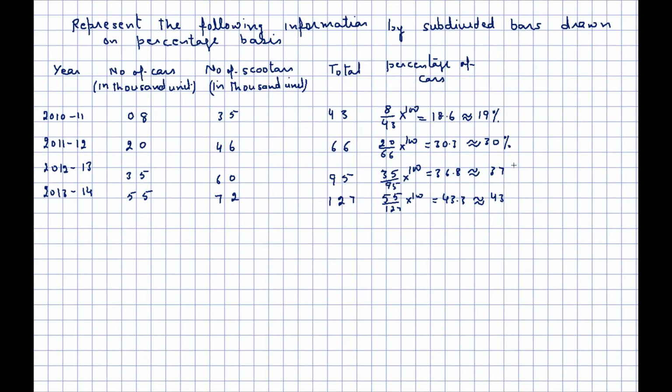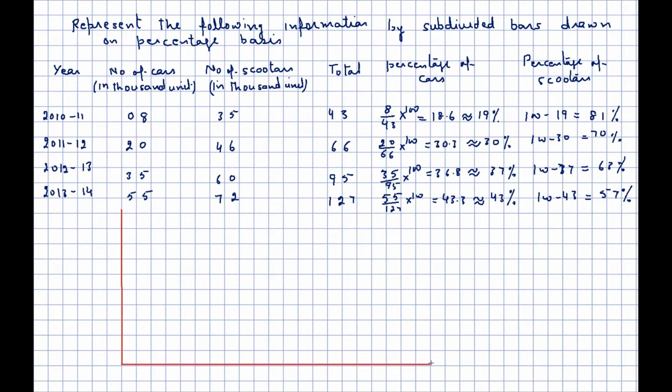Now find the percentage of scooters. If we subtract 19% from 100, we will get percentage of scooters. So 100 minus 19 is equal to 81%. 100 minus 30 is equal to 70%. 100 minus 37 is equal to 63%. 100 minus 43 is equal to 57%.